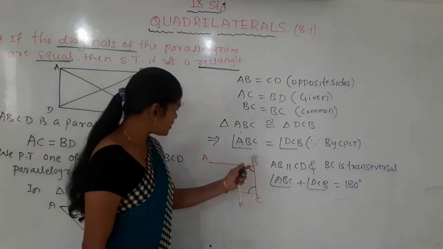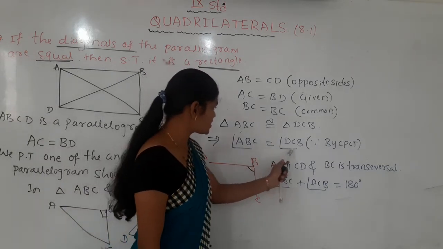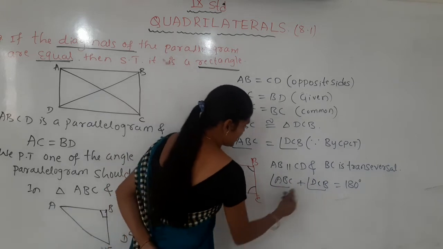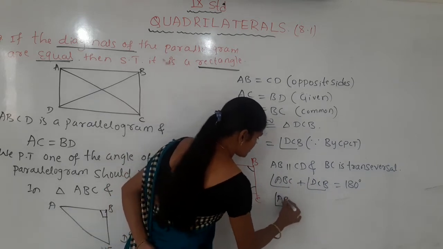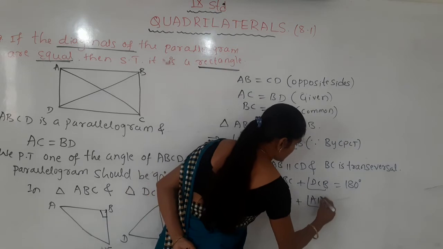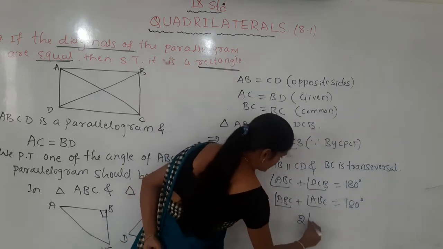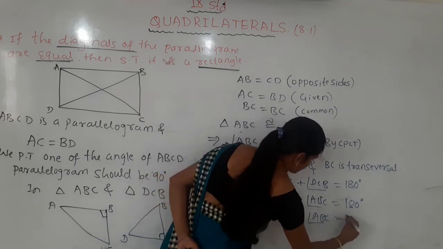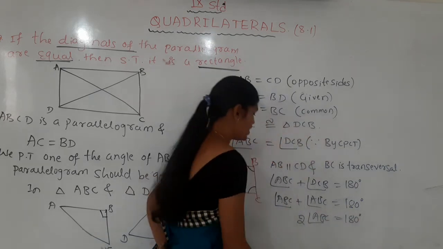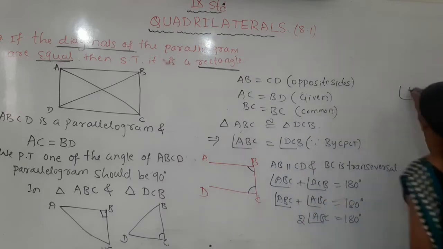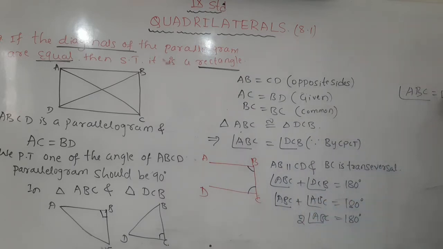And we have already seen here ABC is same as DCB, so in place of DCB also ABC. ABC plus ABC is equal to how much? 180 degree. 2 times ABC is 180 degree. Then your angle ABC is equal to how much? 180 by 2. It is exactly 90 degree. One of the angles of this parallelogram is equal to 90 degree.